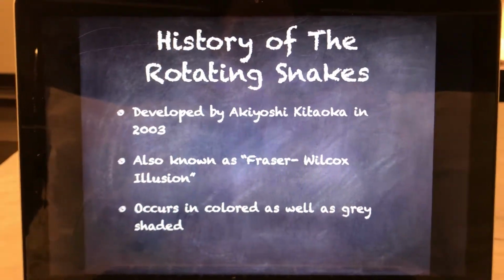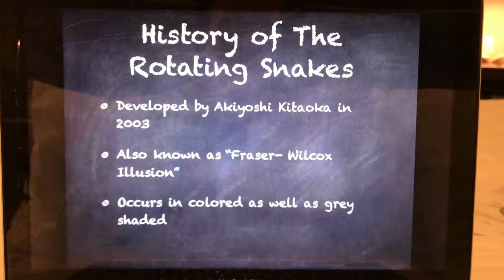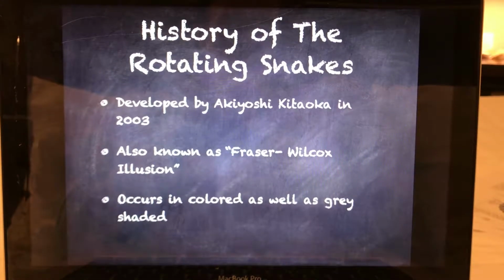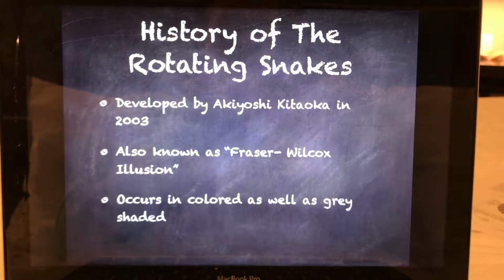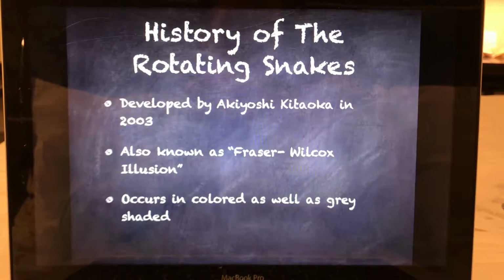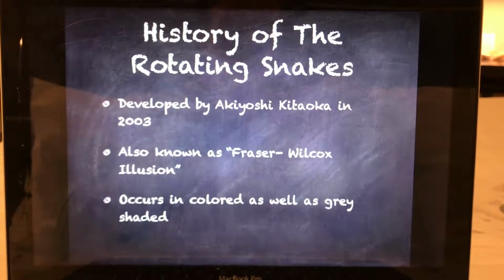Let's get into the history of the illusion. It was first developed by Akiyoshi Kitaoka in 2003. Since then, many others have copied or redeveloped the rotating snake illusion, hence why it is also known as the Fraser-Wilcox illusion. There are colored versions as well as gray shaded versions.